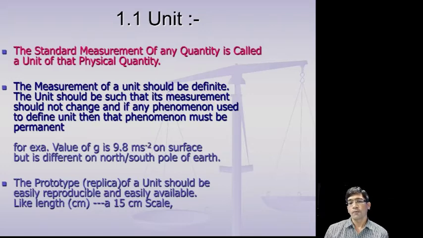Another point about how the unit should be: the prototype or the replica of the unit should be easily reproducible and easily available. Suppose we are taking length, for that we take the scale, and it is one replica. You can make a scale easily by using another material. So the prototype, replica or model of the unit should be easily reproducible or easily available.